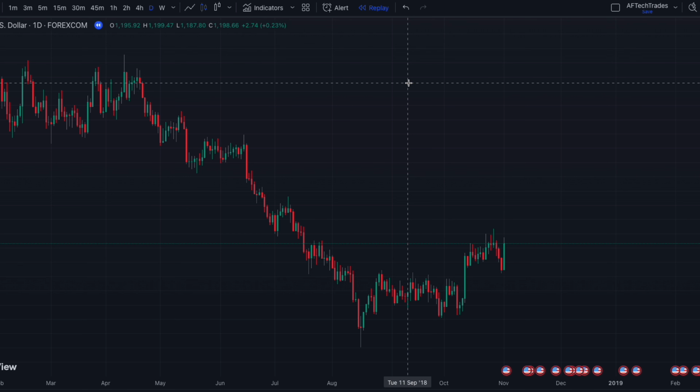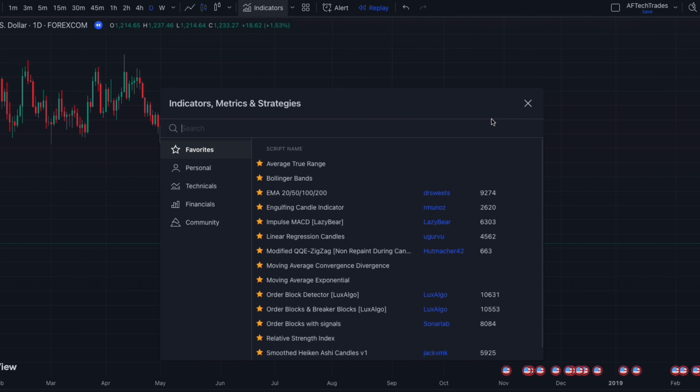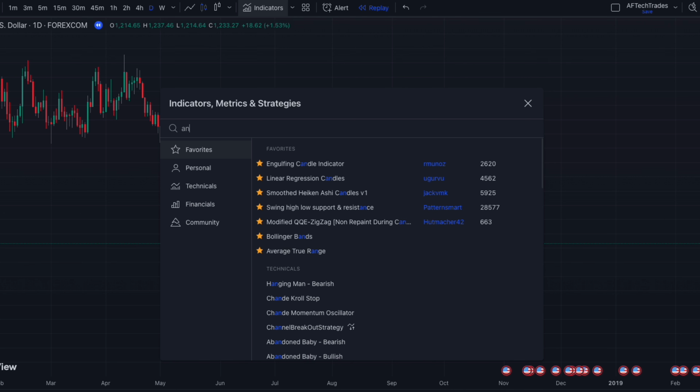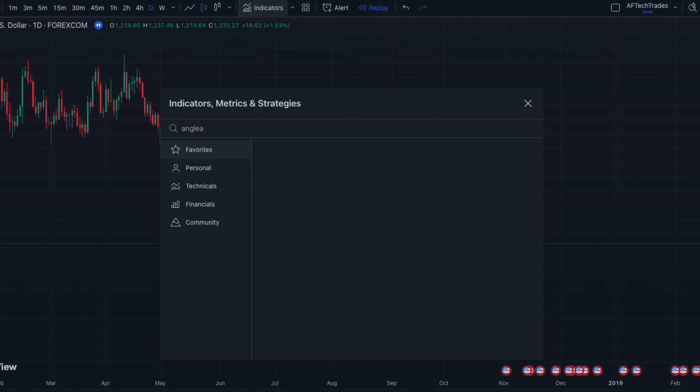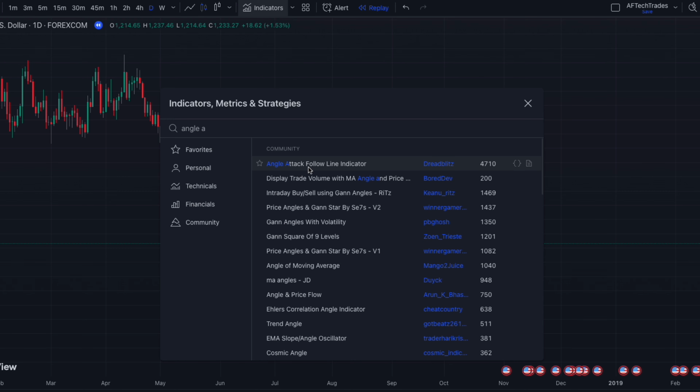So this is our Tradingview platform. So let's head over to our indicator and add the indicators without wasting much time. So once you get to the search bar, look for Angle Attack. You see the Angle Attack Follow Line indicator, this particular one by Tradingview.